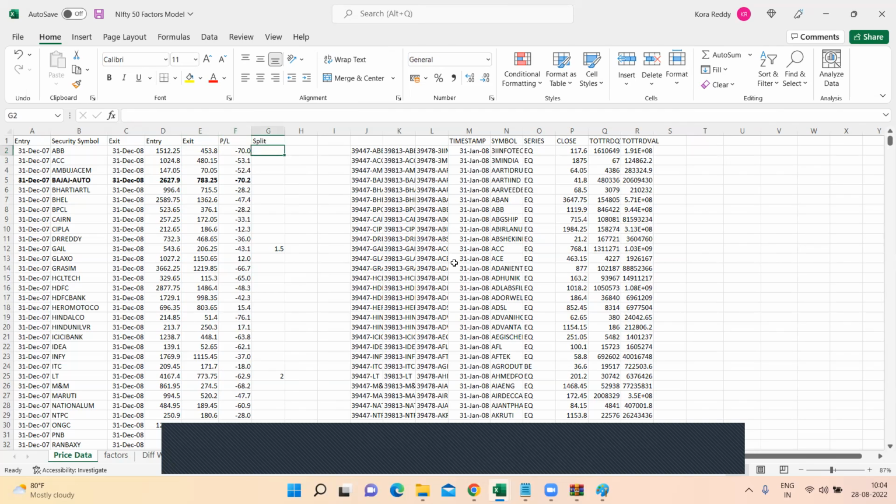Now you have some factors. It's called split or bonus. Split adjustment is simply: either you reduce the entry price or you jack up the exit price. But you can't jack up the exit price, so you will reduce the entry price. If it is a 1:1 split, and the price is 543, you will reduce it to half.